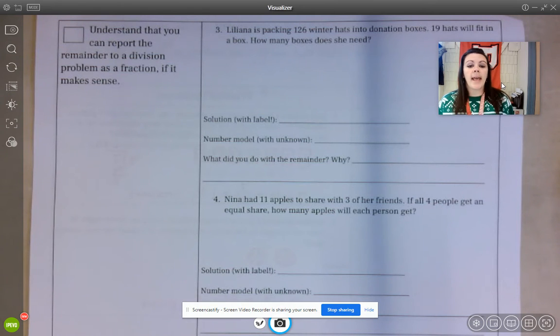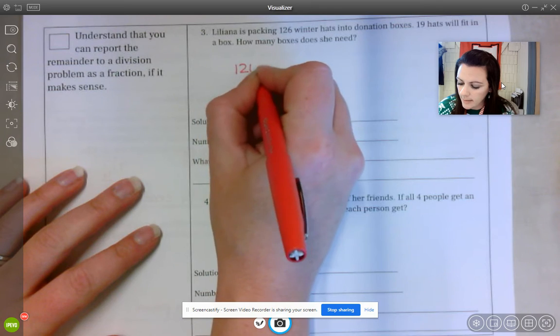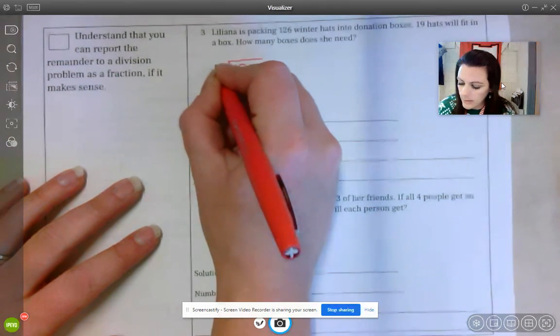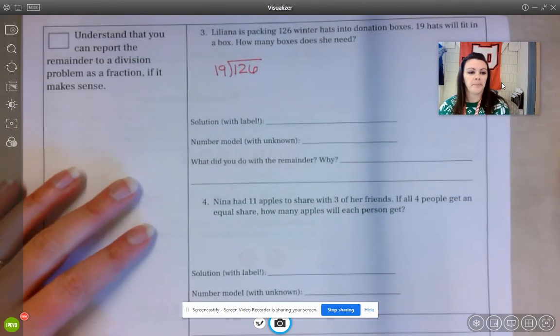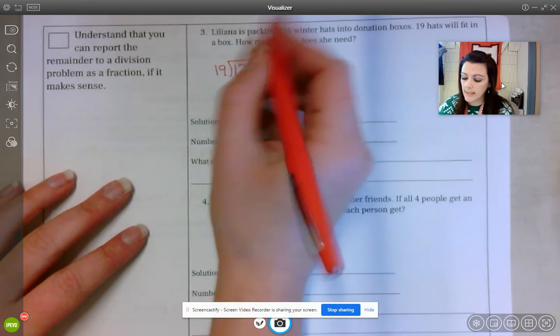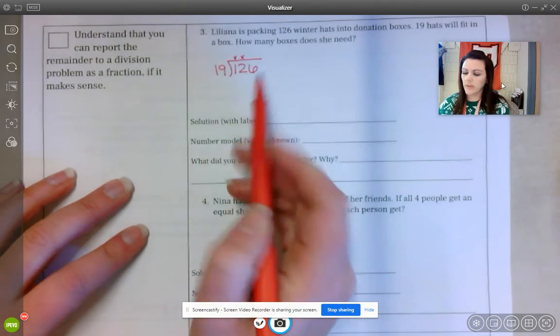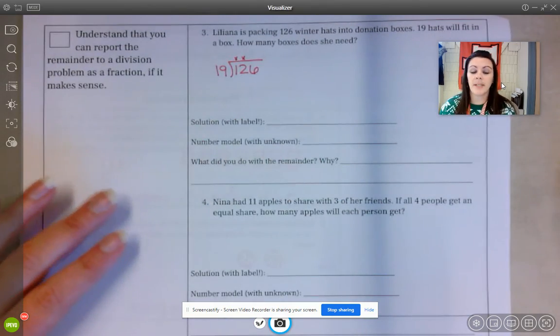So I'm thinking about what I have. I have hats, and I'm thinking about how I'm sharing them. I'm putting them into these boxes. So my math problem here is going to be 126 hats divided into boxes of 19. Okay, now this long division is going to take a little bit of work because 19 does not go into 1 and 19 does not go into 12, but it does go into 126.